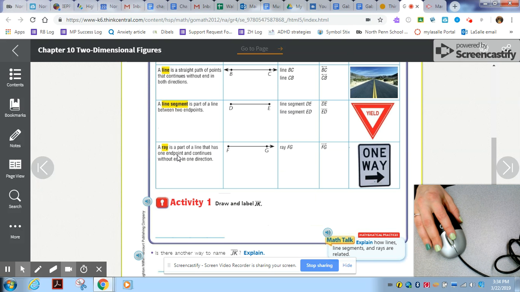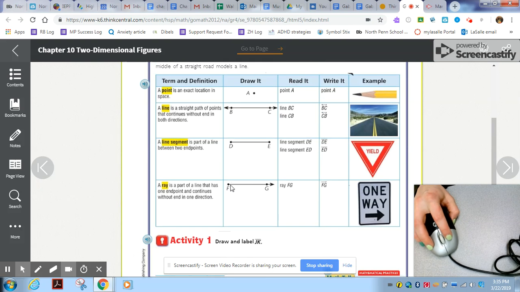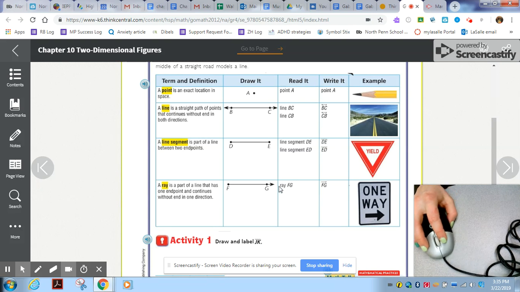Okay, and the last one we're going to look at is a ray. A ray is a part of a line that has one endpoint and continues without end in one direction. So it's kind of like the line's baby, right? It has an endpoint and it goes in one direction, but it's not big enough yet to go in both. But anyway, we call this a ray. And so it continues this way, but it never, ever goes this way. So we read this as ray FG, and we write it the same way, just with FG underneath.